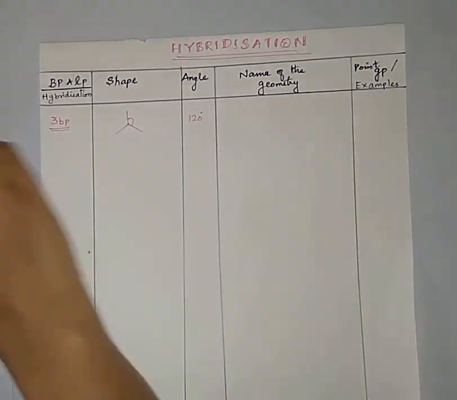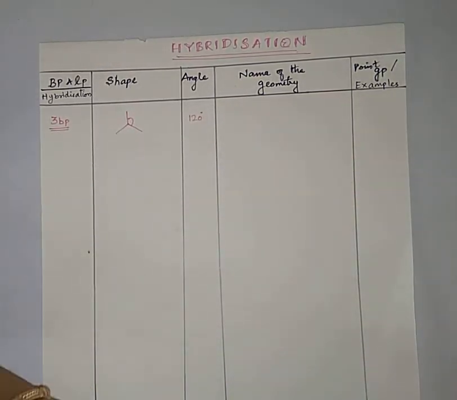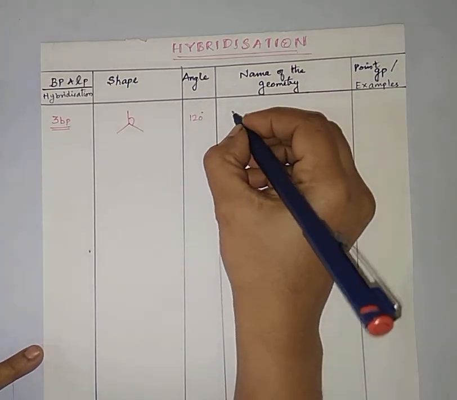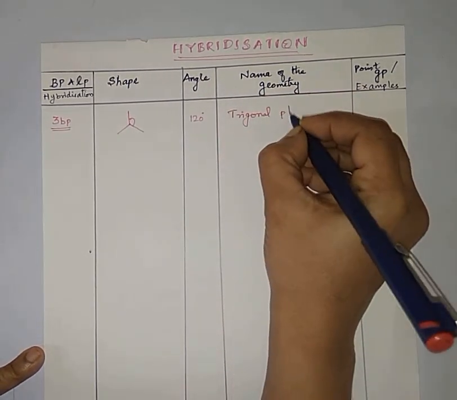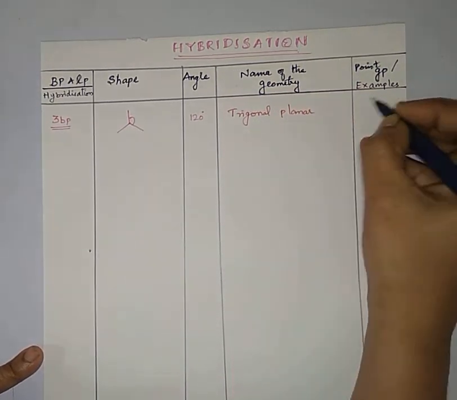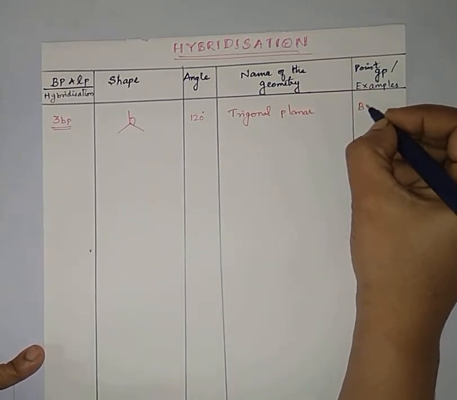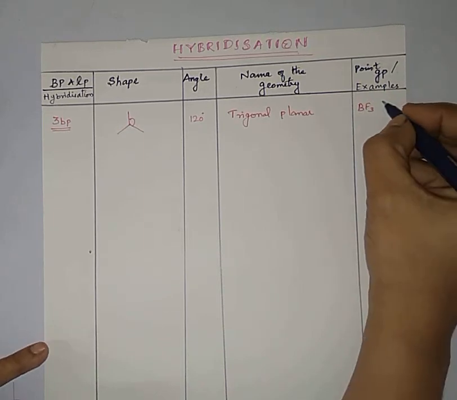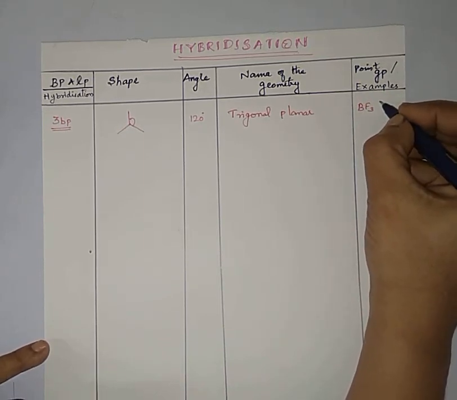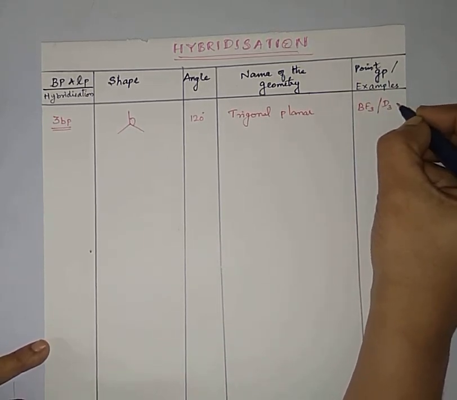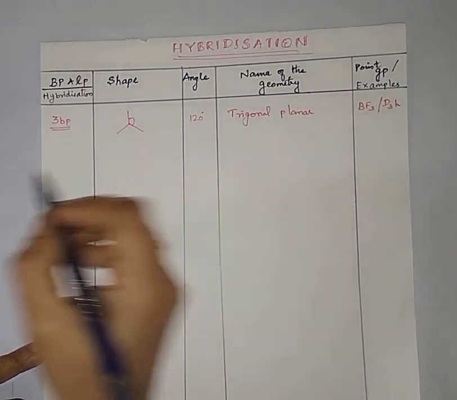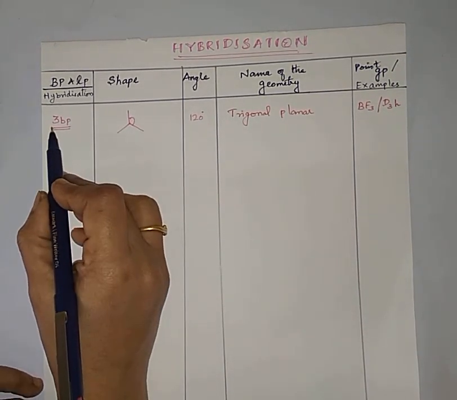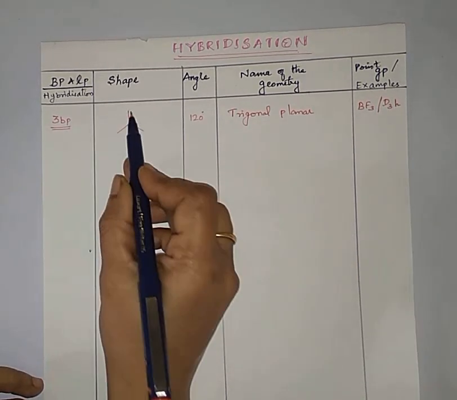So name of this is what? Name of the geometry is trigonal planar. Example BF3, or if you want to say a point group, D3h. This h is a horizontal plane. Okay, and the next one, this 3 bond pair is there.